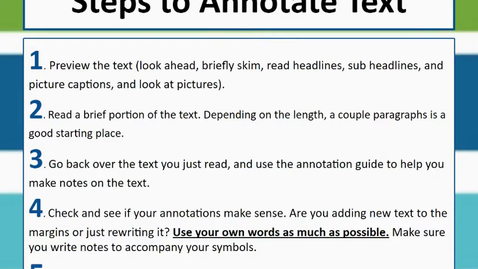Here are the steps to annotate a text. So first, you're going to preview the text. You're going to look ahead, briefly skim, read the headlines, subheadlines, pictures, captions. So basically, you're just getting a quick little snapshot of what your notes look like. Then you'll read a portion of the text. If it's a really long chunk of text, you can start off with a couple paragraphs. Go back over the text you just read and use your annotation guide to help you. If you Google annotation guides on the internet, there are actually many different ways you can use symbols.